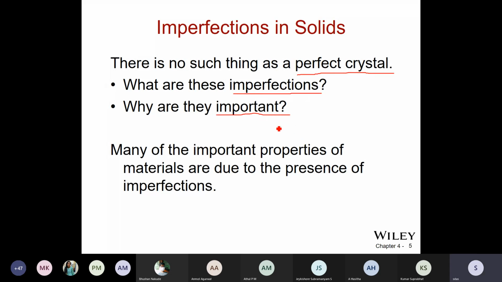Many of the important properties of materials are due to the presence of imperfections in a solid, imperfections at the atomic level. It can be a missing atom from its lattice site, it can be an impurity atom in a lattice site, and many other things which we will come across through this chapter. Any question?